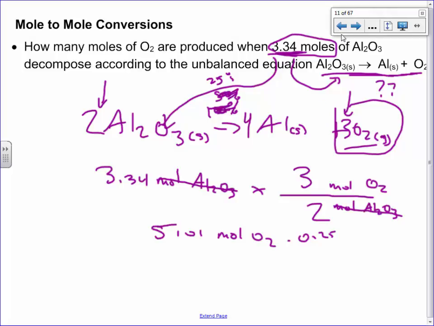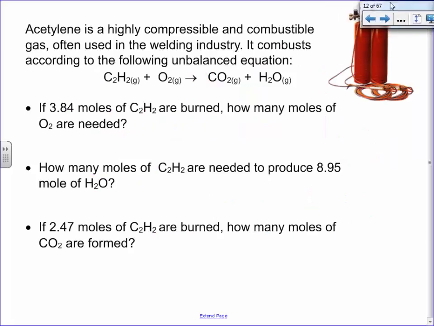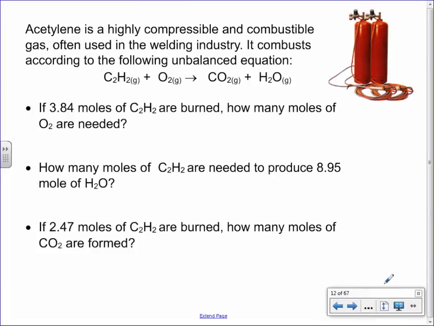Let me try some more examples. Here's one. Acetylene is highly combustible and compressible, and it's used in welding. This would be a good example of someone who maybe they need to know how much carbon dioxide are we emitting? Because you can see this combustion example produces CO2. So what I'm going to do here is I'm going to tell you how much acetylene to burn. We're going to burn 3.84 moles of it.